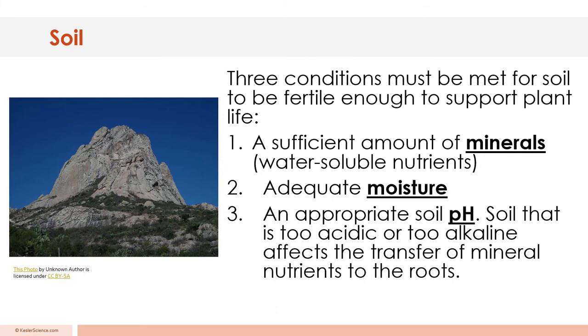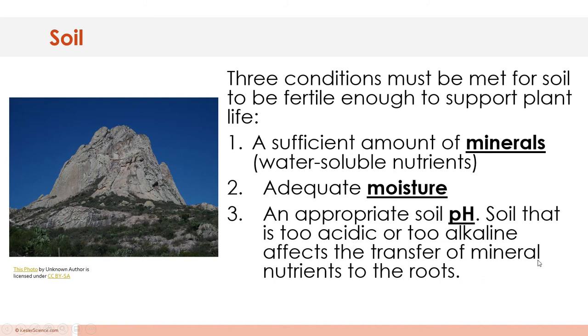Third thing, you need an appropriate soil pH. That means you need the right pH. You've heard of pH before in secondary 3. So, soil that is too acidic, so too much acid, or too alkaline, too basic, affects the transfer of minerals to the roots. So, up north, because of all of the coniferous trees, so trees with needles, those needles, when they hit the ground, are actually organic matter, but when they get broken down, they're very acidic. So it makes it hard for a lot of different plants to grow up north.